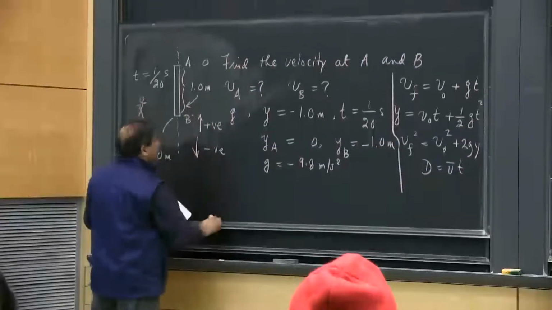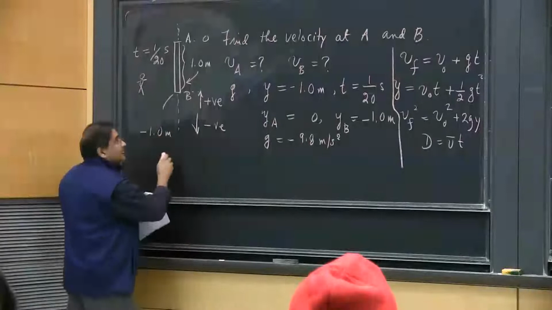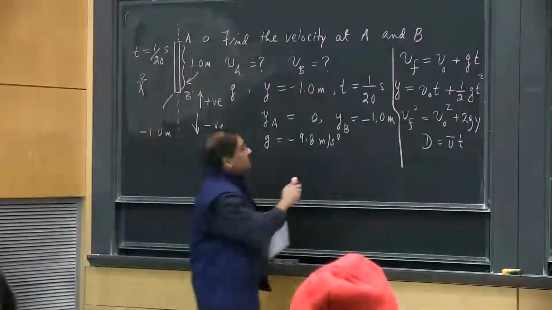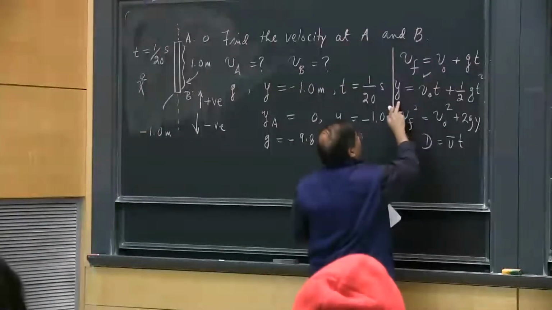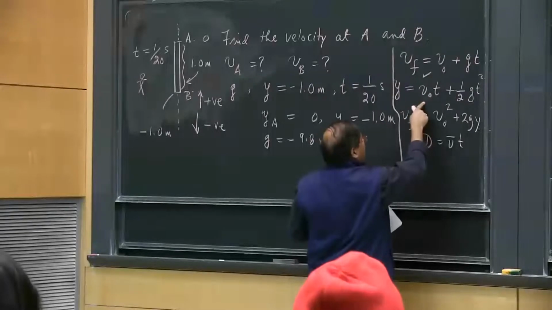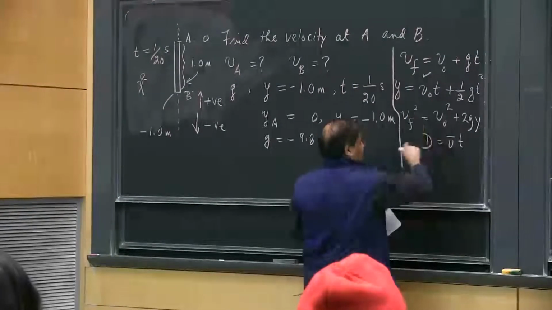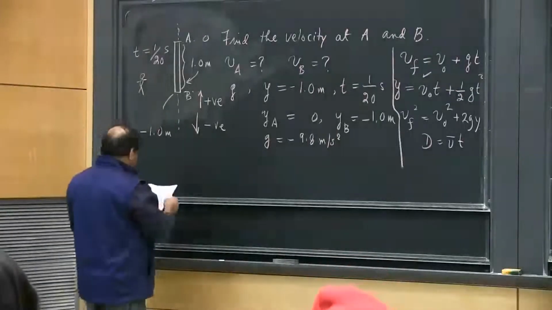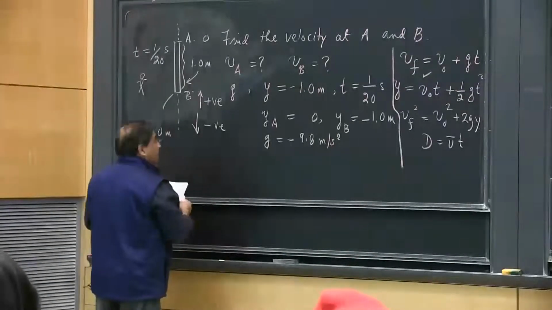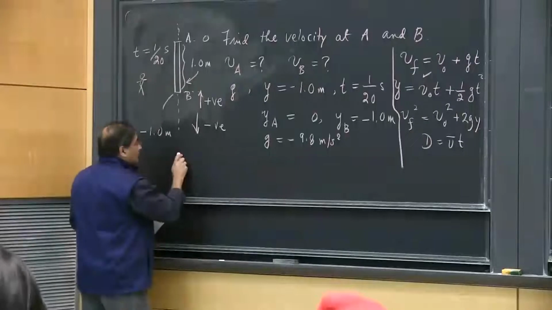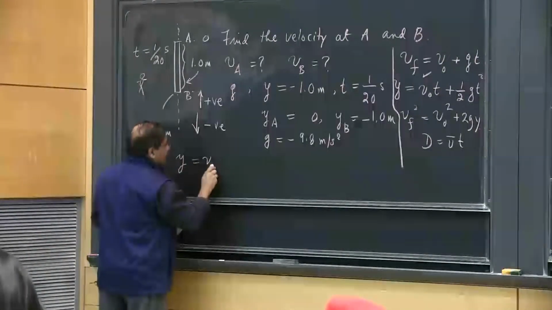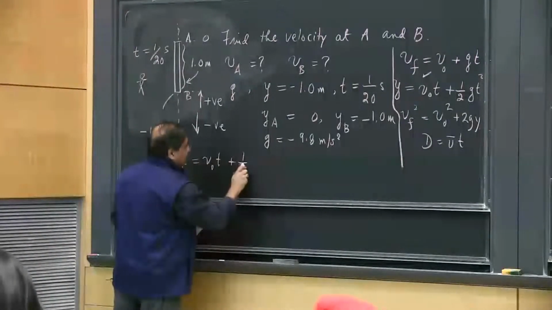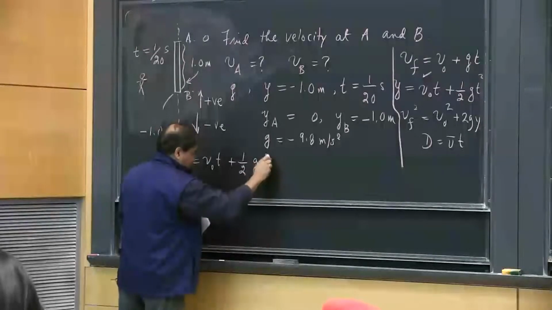So let me do the following. Since I know quite a few things, let me just use this equation. Because I know y, I don't know v0, but I do know time, and I do know g. So I can at least calculate v0 directly. So I can write y equals v0 t plus 1/2 gt squared.